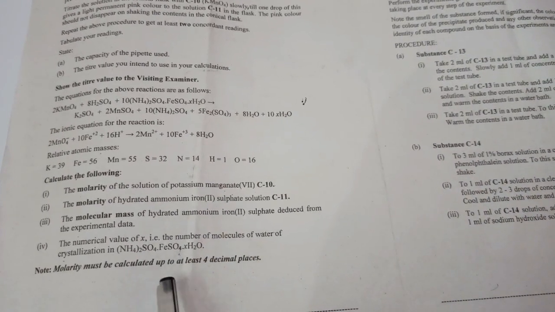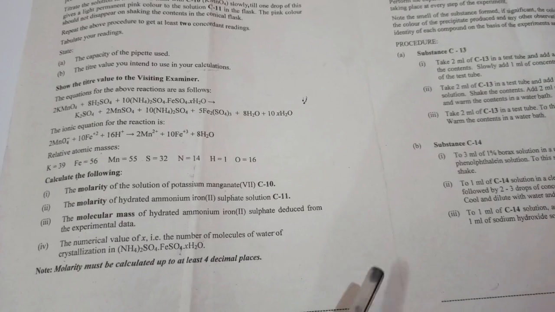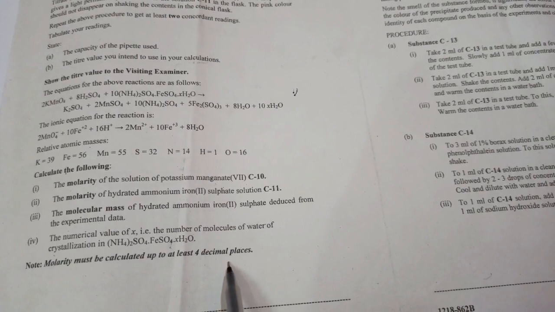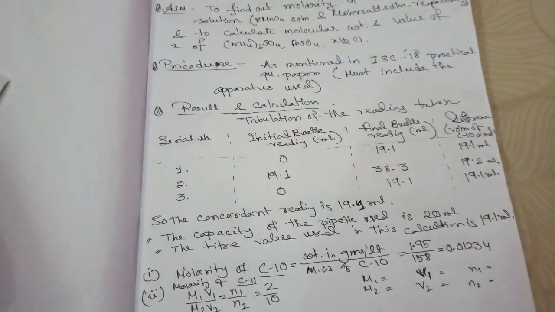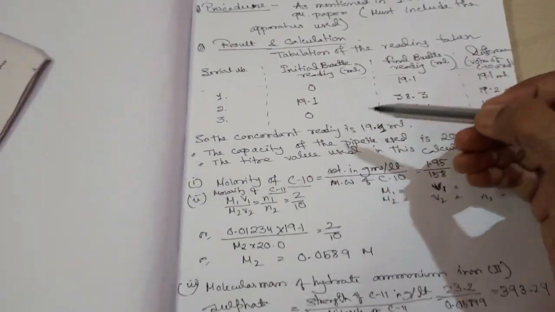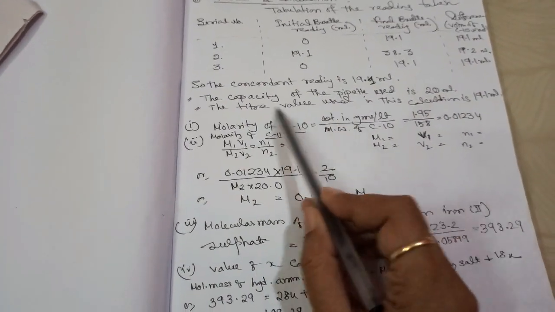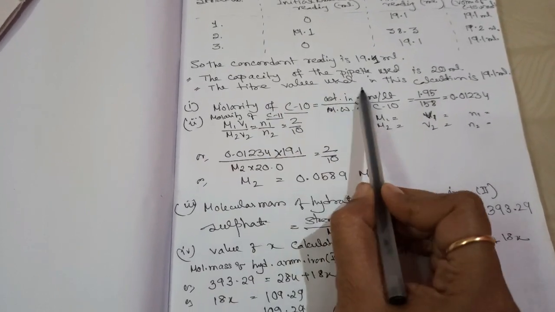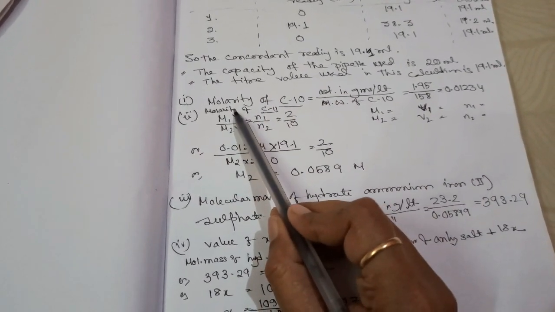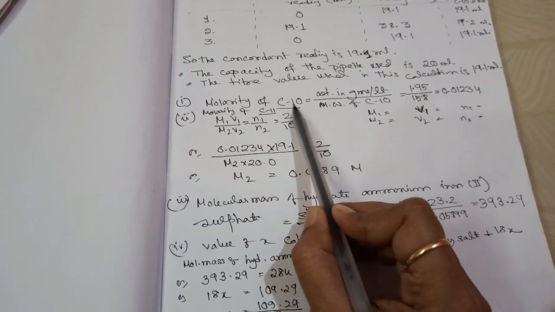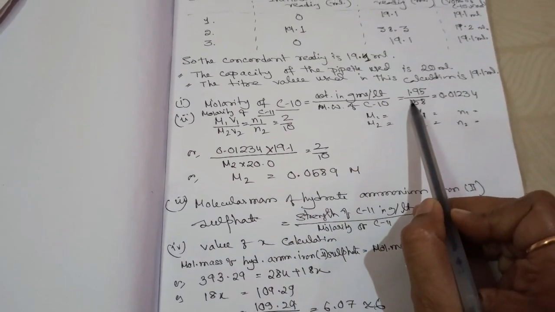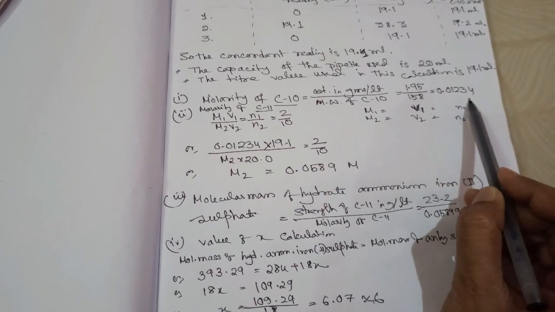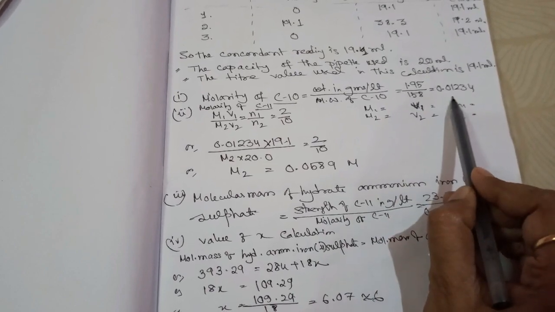And note, molarity must be calculated up to at least 4 decimal places. This is a very important point. You need to write minimum of 4 decimal places for molarity calculations. Now you check, as I have written the tabulation, and as in the question paper it is mentioned, I have mentioned here the capacity of the pipette used and titer value used, and then the first question, solve C10. Remember, you need to write the formula and then substitution and final answer. As you have seen, we have taken 5 decimal places. So minimum of 4 you need to take.